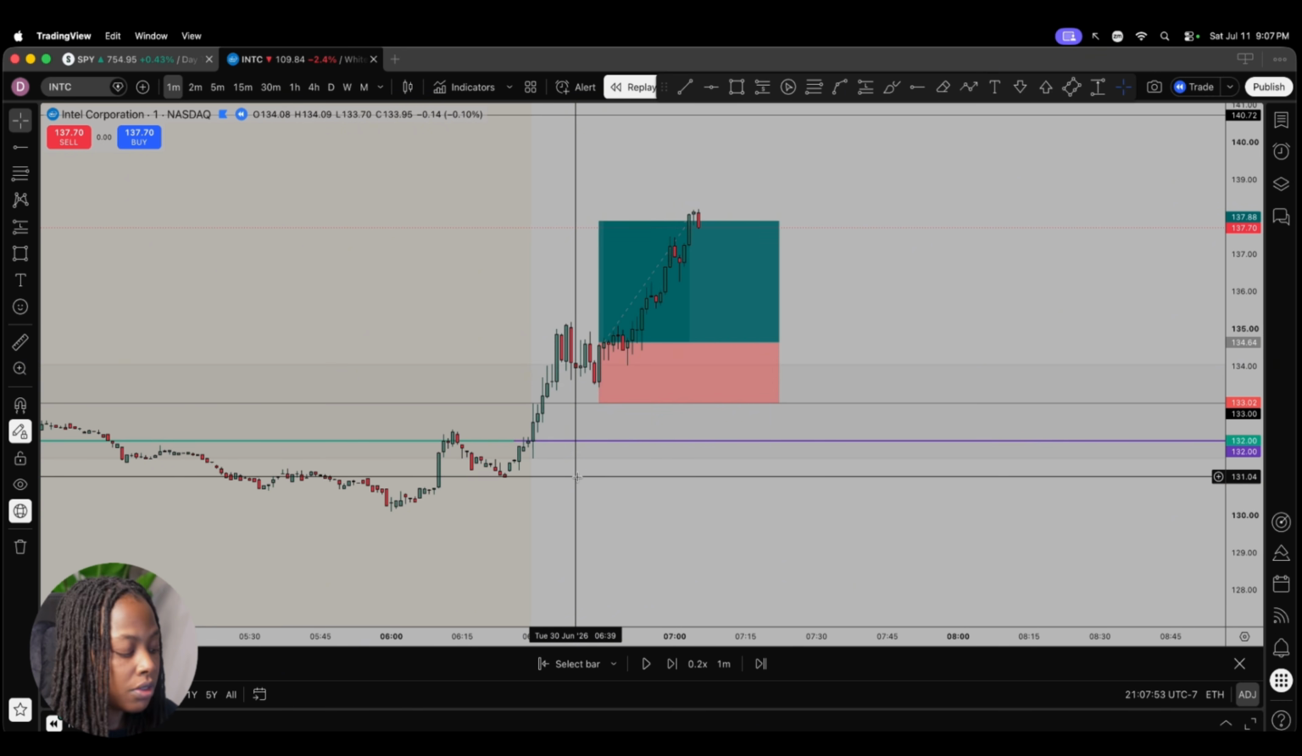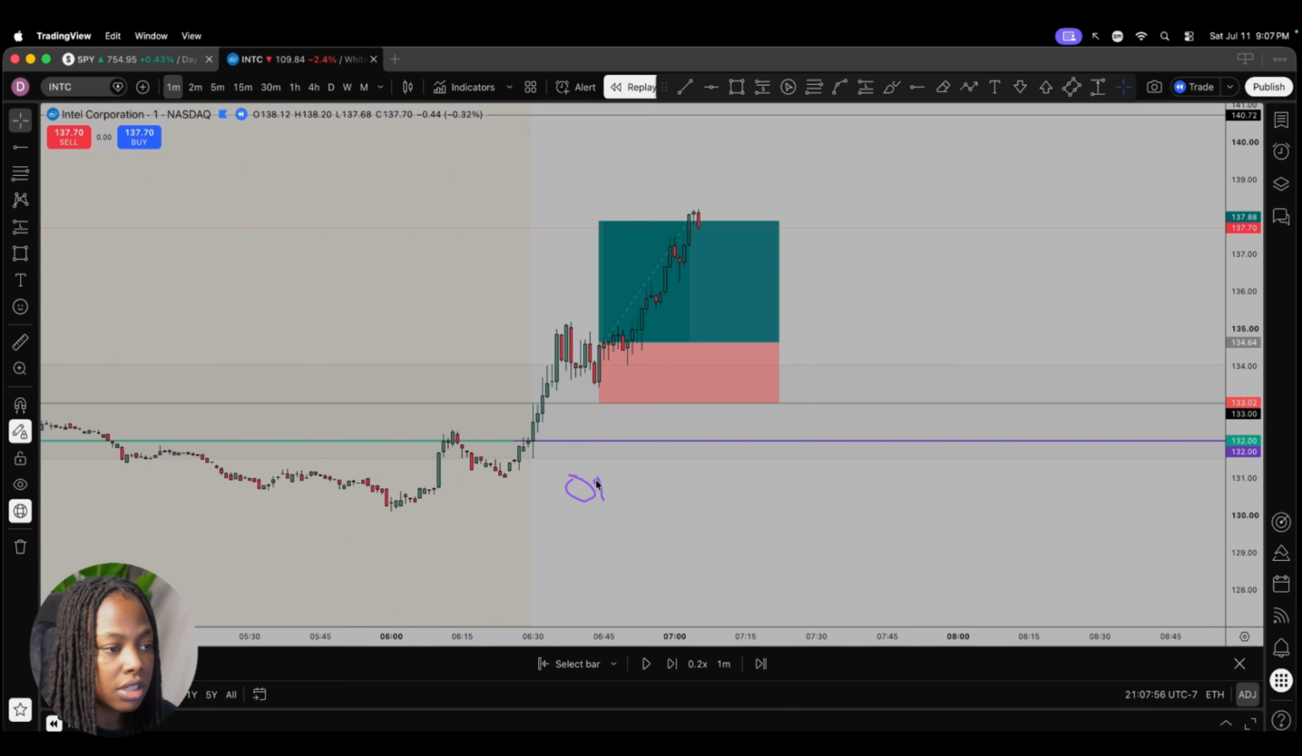We were above the opening print. We were above the 5-minute opening range high, and we were above our key level 133. All these things aligned for us to be able to take this trade, high probability, and we were able to capture this move to the upside.